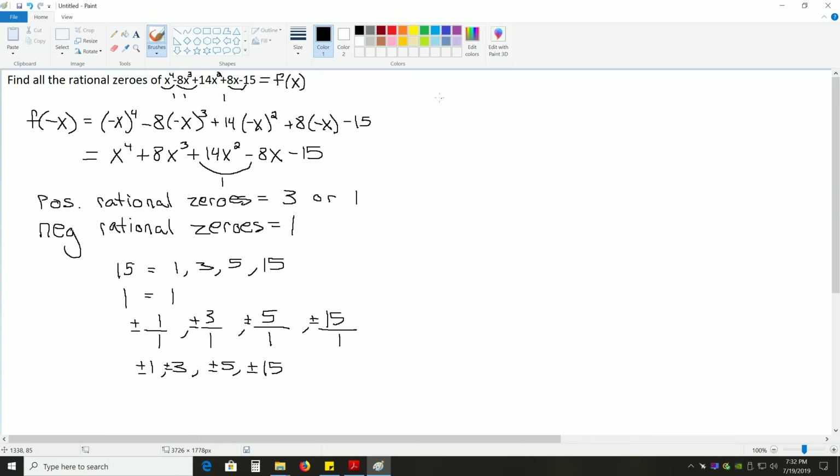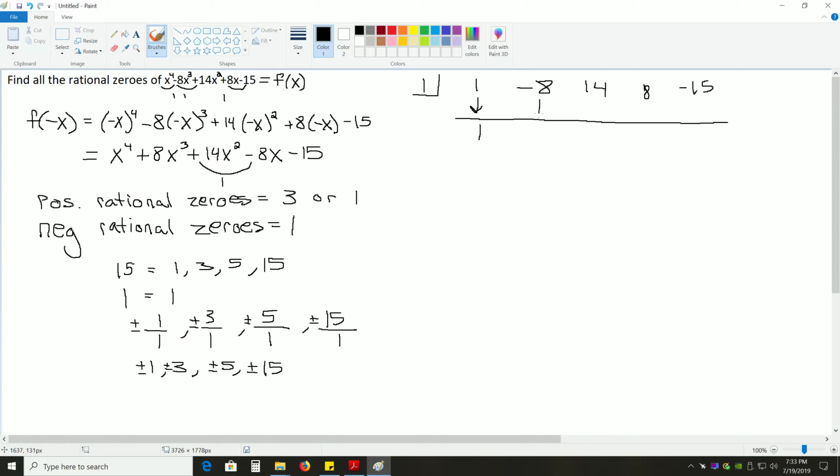Okay, so going through this with synthetic division, we'll start with our smallest ones first. We have 1. We will perform synthetic division from this polynomial that we started with, the function. So remember, we take our constants out: 1, negative 8, 14, positive 8, and negative 15. We bring down our first number, which is 1, and now we're going to multiply by the outside number.